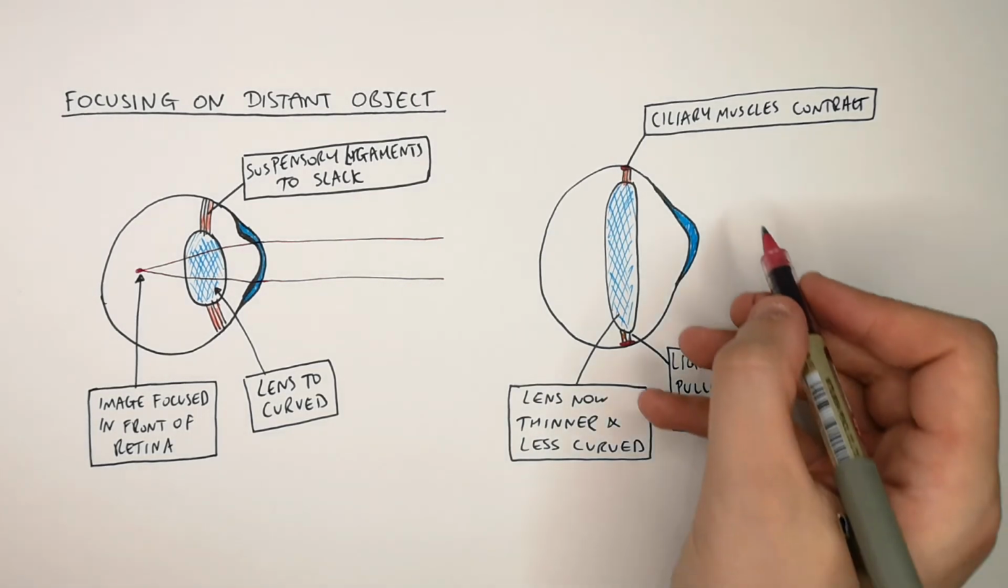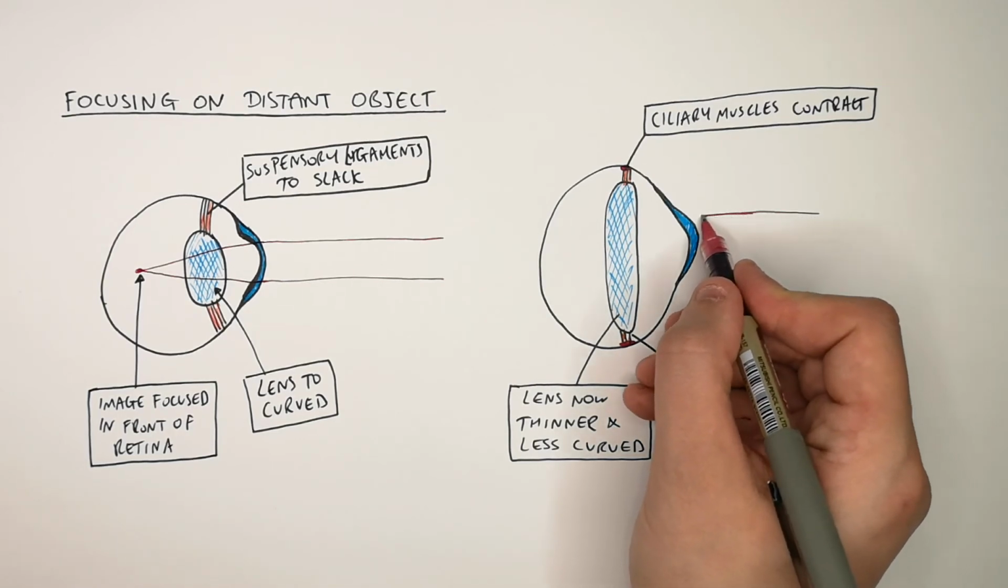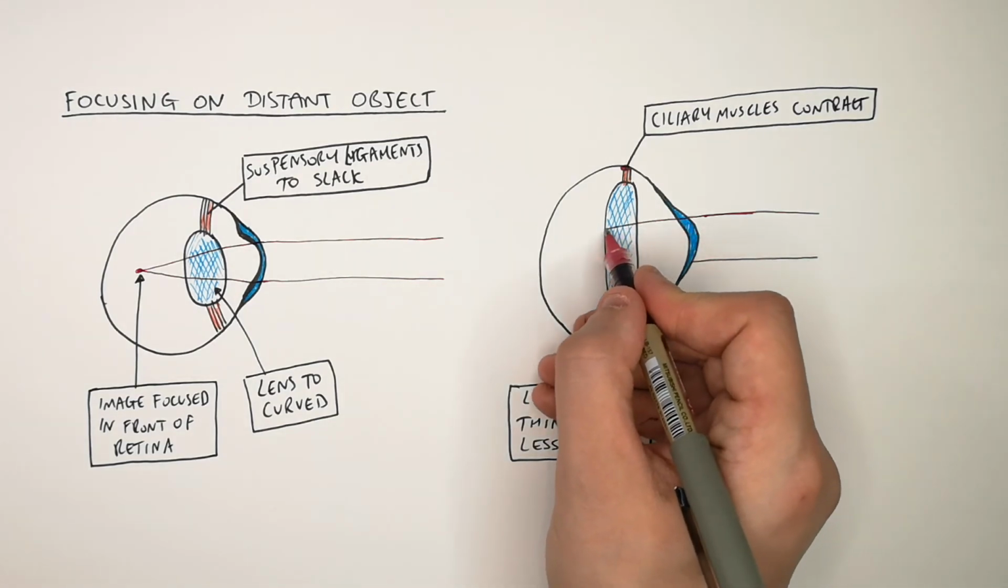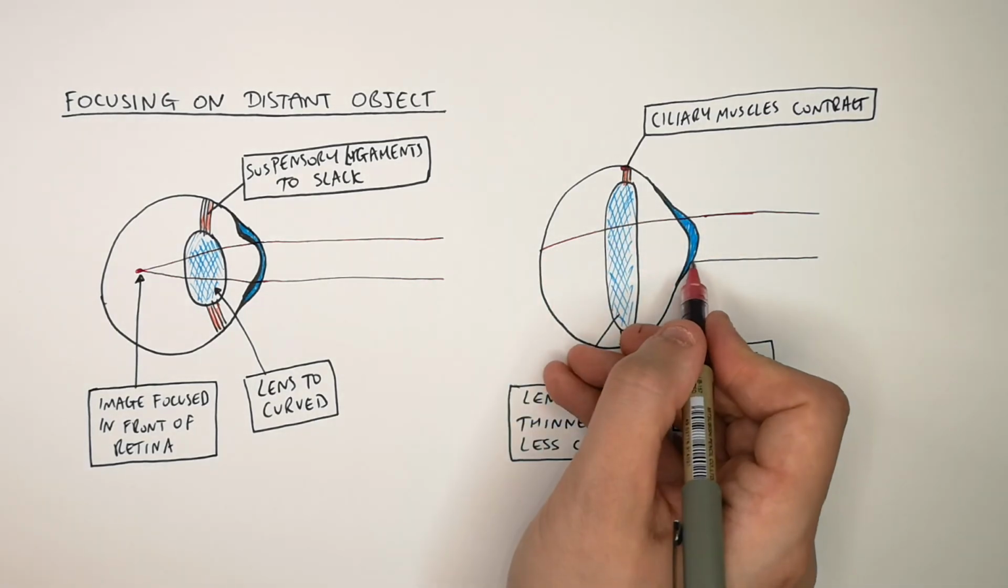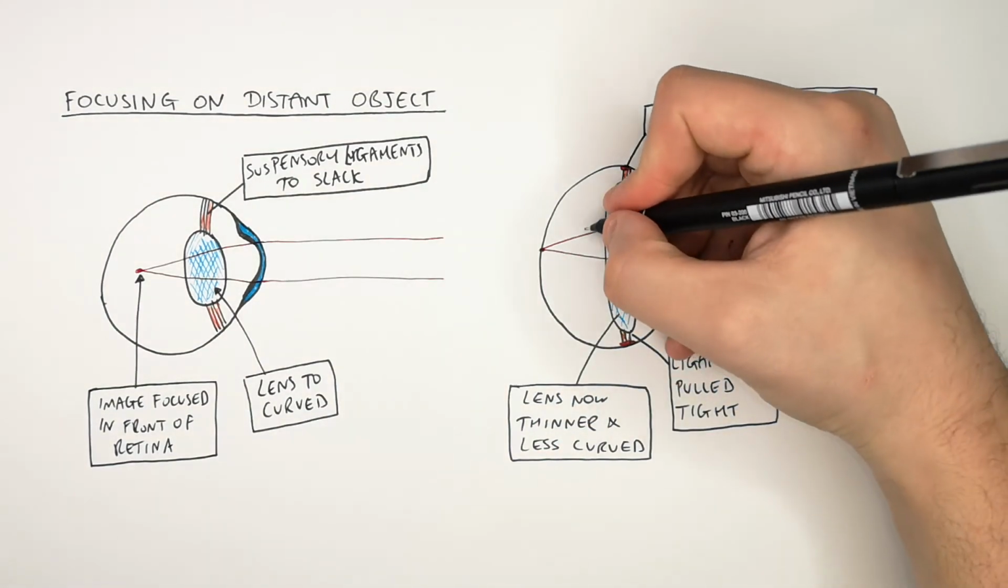This means that light from distant objects is going to be refracted by the cornea, and then when it goes through the lens, it's going to refract less. So the light is going to refract less and then focus onto the retina.